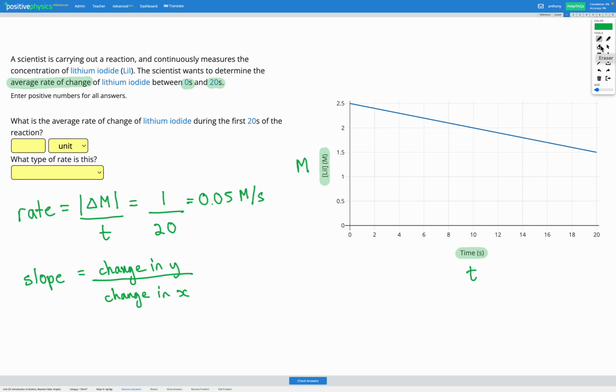Now let's do the same question, but with finding the slope instead. When I'm finding the slope, I like to draw a triangle over my graph. I'm trying to find my change in y, in other words, the rise on my graph. I started at 2.5, I ended up at 1.5. So I've actually gone down by 1. So my change in y would be -1, and my unit would be molar. For the x-axis, I started at 0, I ended up at 20. So my change in x would be 20 seconds.